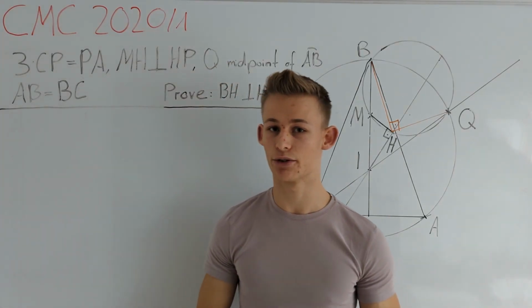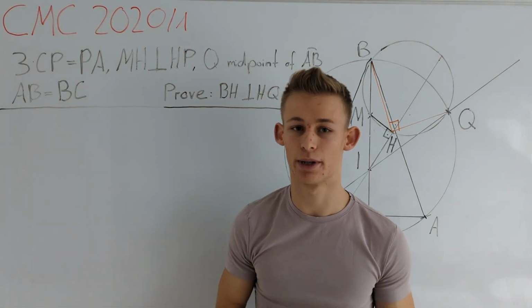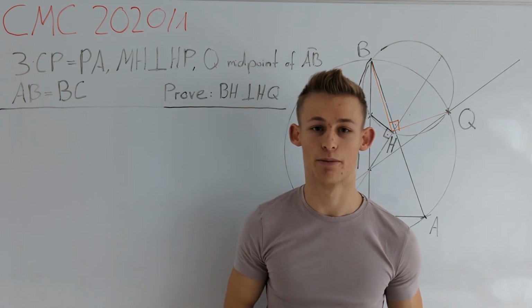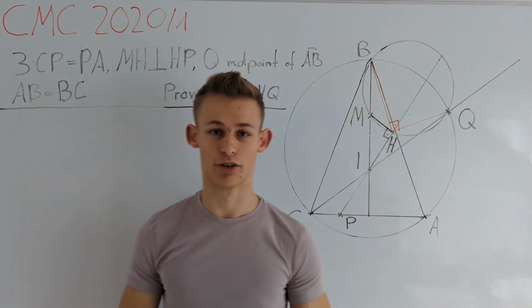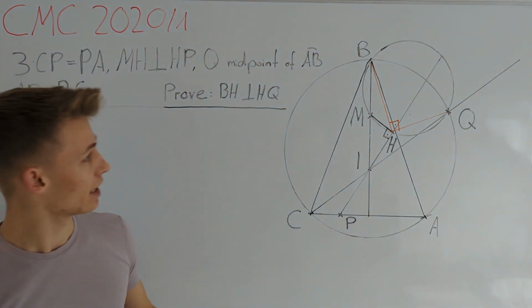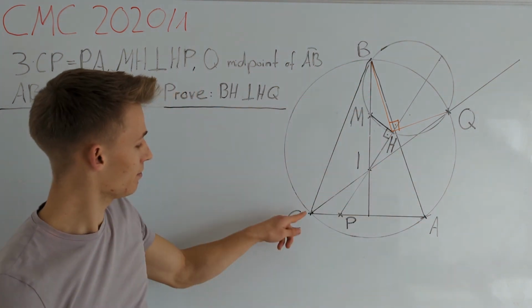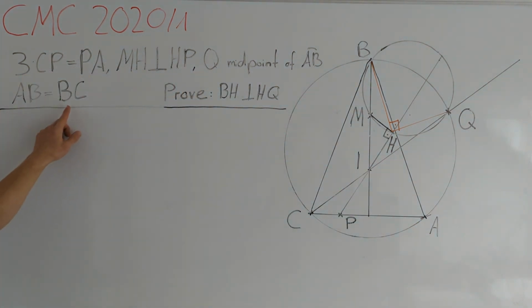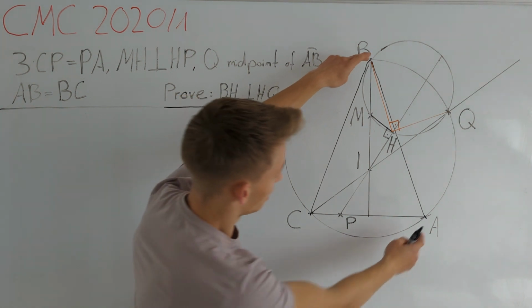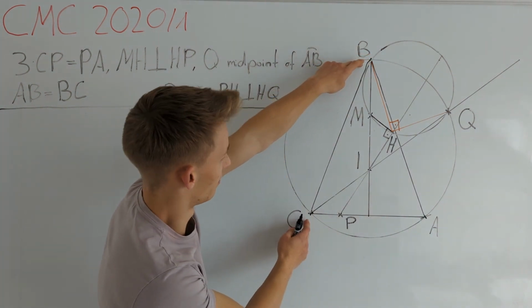Hey guys, today I want to present a solution to the China Mathematical Cup 2020 problem 1. At first, let's have a look at the picture. We are given a triangle ABC such that AB is equal to BC. So these two sides are equal.